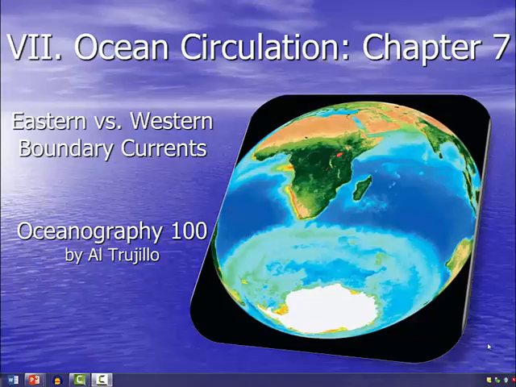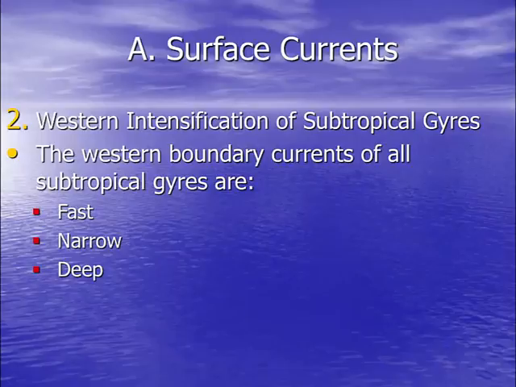So we've been learning in class about these subtropical gyres, and that there are four main currents within each subtropical gyre. The eastern and the western sides of those subtropical gyres have very different characteristics, and that's what I wanted to point out and explain in this short video. So let's do this. It's called western intensification.